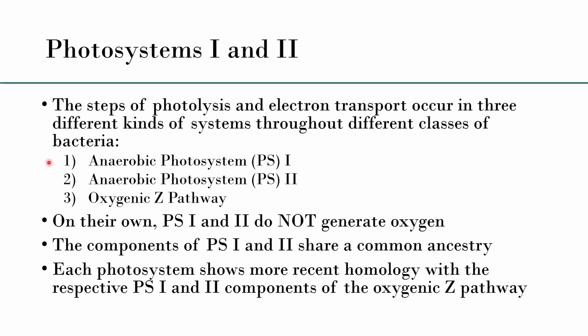Bacteria can do photosynthesis using just photosystem 1 or just photosystem 2, or the oxygenic Z pathway, which contains both photosystems 2 and 1. And this is the one that you are probably the most familiar with through the photosynthesis you've learned in previous classes. Now, photosystems 1 and 2 on their own are anaerobic. They do not generate oxygen. Only the Z pathway does. And the parts of photosystems 1 and 2 do share a common ancestry with each other.